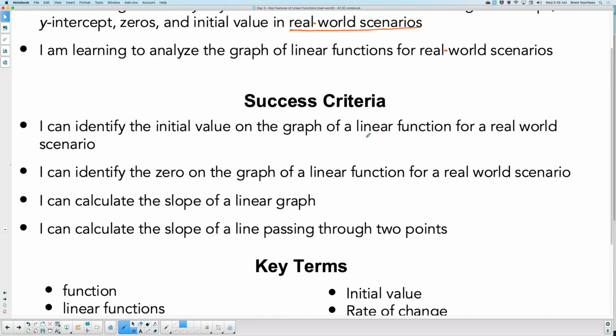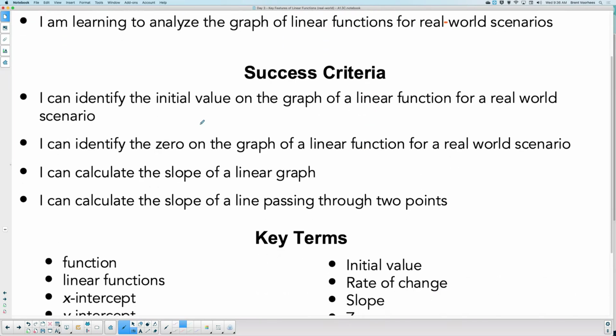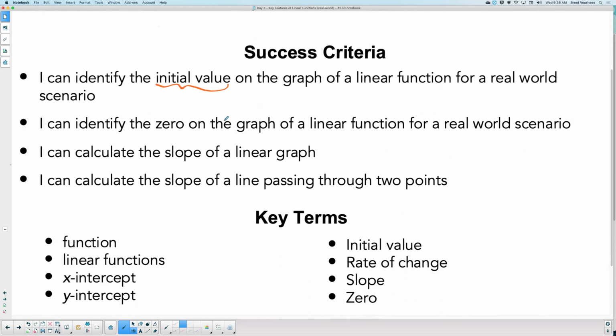You can look through your success criteria. What makes you successful is if you can identify the initial value. What's another name for initial value we learned? Anybody remember? I'll give you a hint. It's one of these key terms down here. Initial value meant one of these. The y-intercept, good. Go ahead and connect those two words. Initial values and the y-intercept are the same thing.